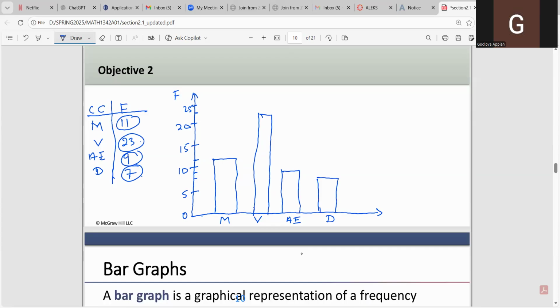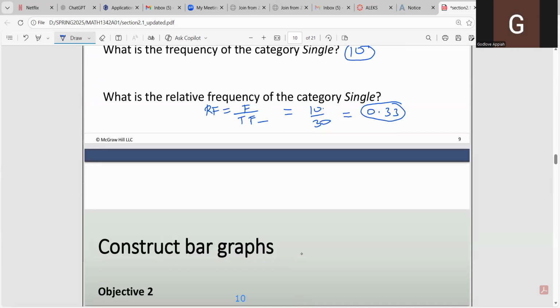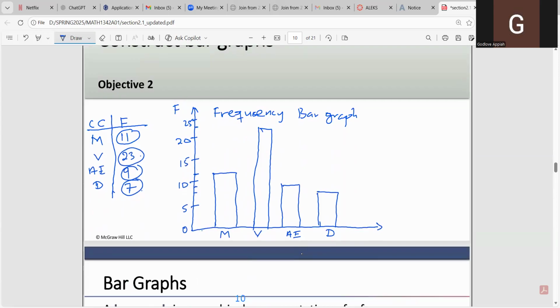Once you do this, the graph that you end up with is called a frequency bar graph, because it is based off of the frequency of each category. All right, so this is a frequency bar graph. That is how we construct a frequency bar graph. Any questions here?